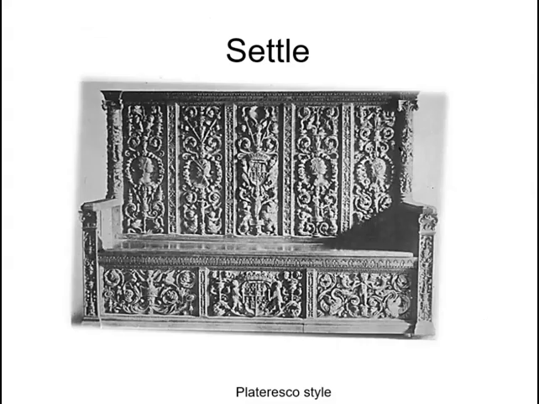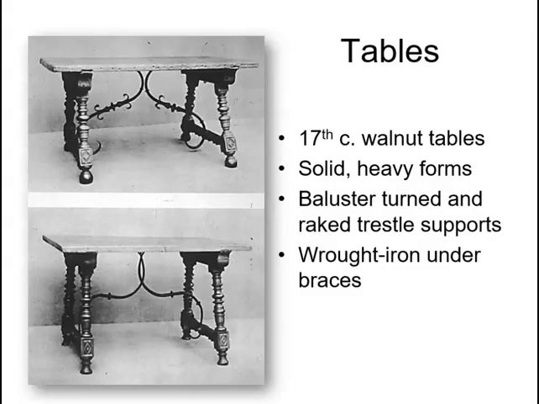You remember the settle from when we studied the Middle Ages. This is an example of a settle from the Spanish Renaissance in the Plateresque style. Here we're seeing Spanish Renaissance tables, and this is where we first start to see those iron underbrace supports. So you can see those here underneath the table.